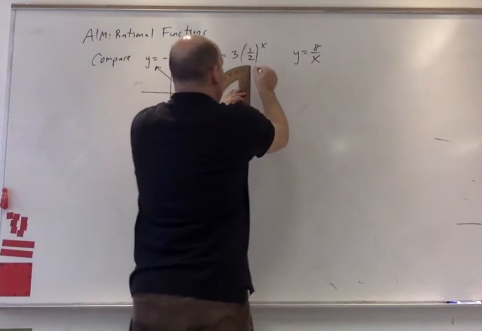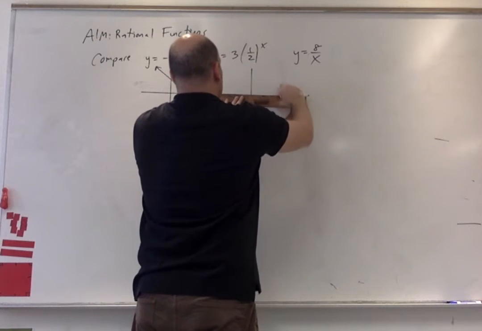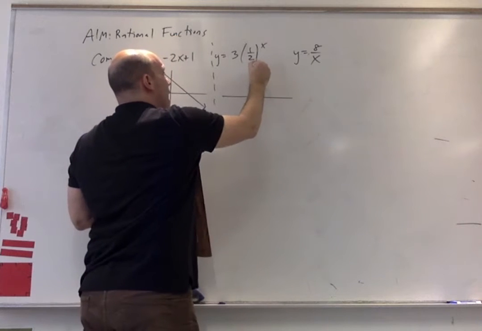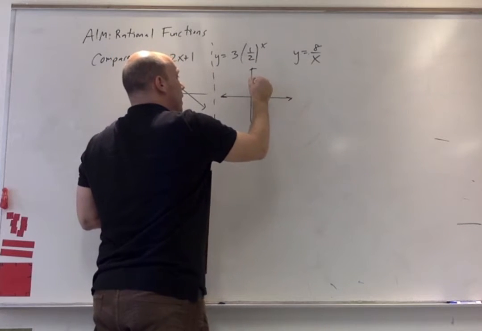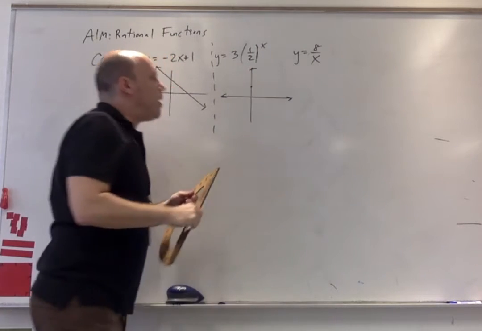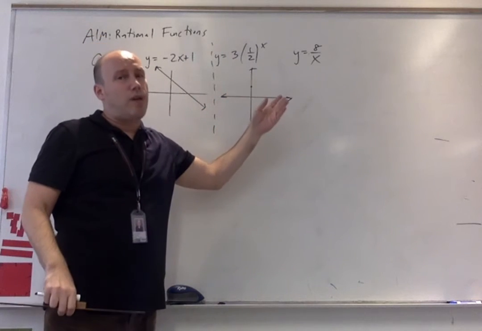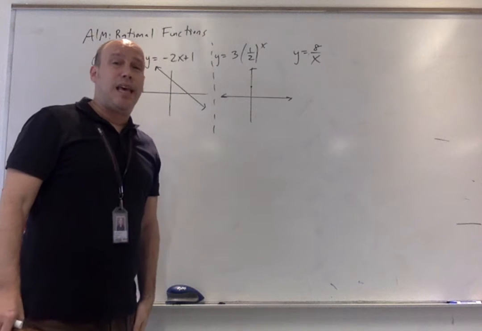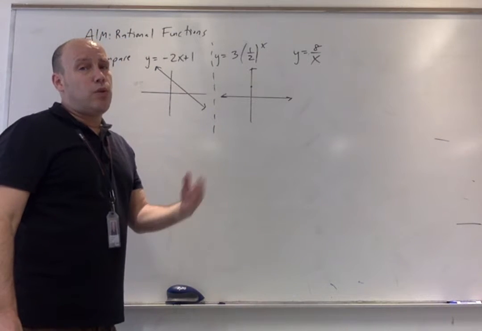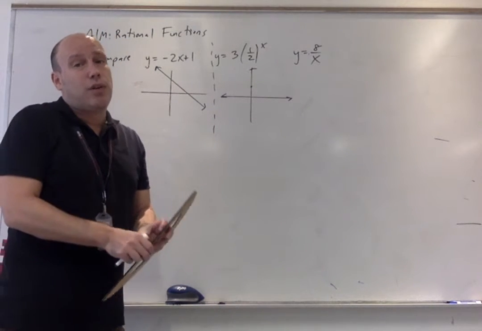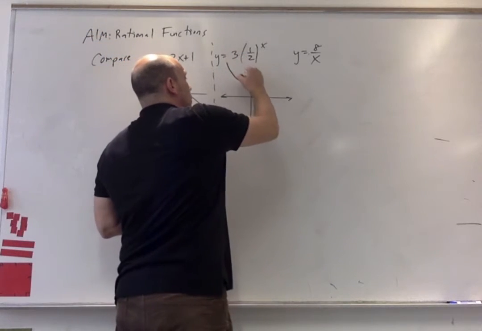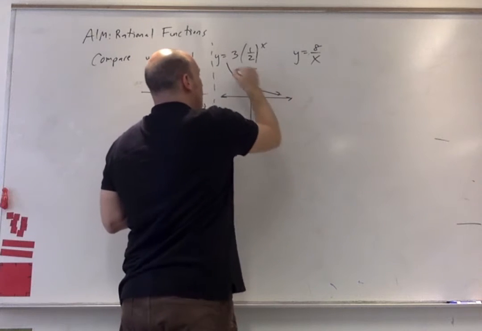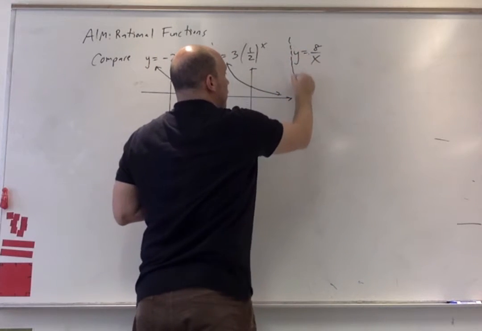So once again, we have our axes. We know that it starts at 3, the y-intercept is 3. But because the rate is between 0 and 1, we know this function is decreasing, and we know the shape. It looks like this, and we know it's asymptotic to the x-axis. That's okay. Now let's take a look at our new function.